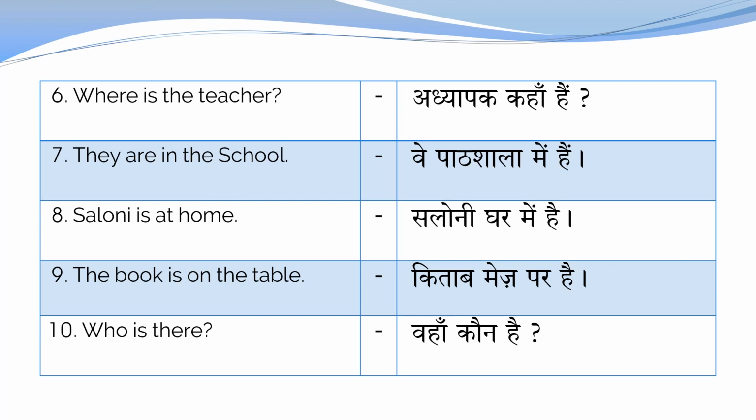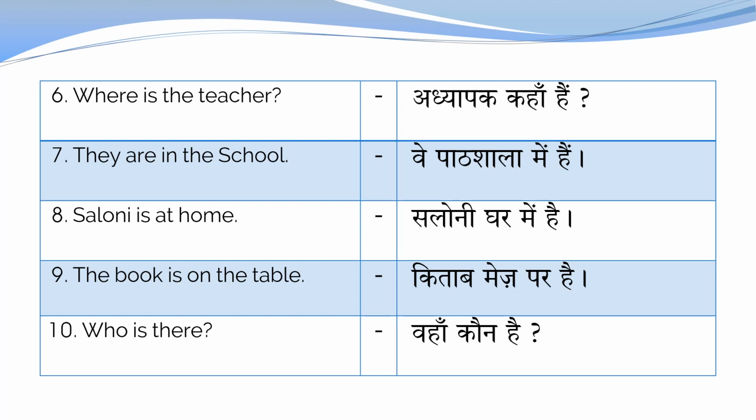They are in the school. वे पाठशाला में हैं. They means वे. School, पाठशाला. In becomes में. Or, as usual, can be translated to हैं. So, the statement becomes, वे पाठशाला में हैं. Saloni is at home. Saloni ghar mein hai. At is translated to में. So, the statement becomes, Saloni ghar mein hai.